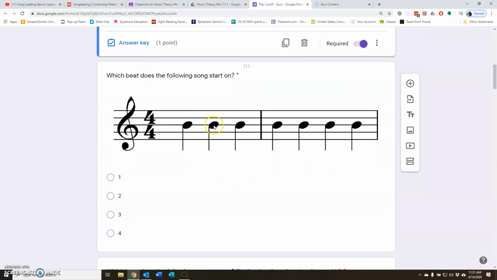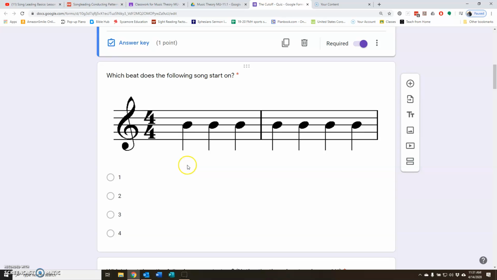Here, we have 2 more notes. We have 3 notes before the first measure bar, still not a full measure, so our answer is not 1. We're actually missing this note in this measure. We're missing the first beat. And so this one starts on beat 2.